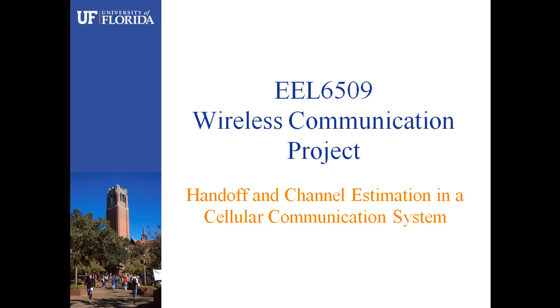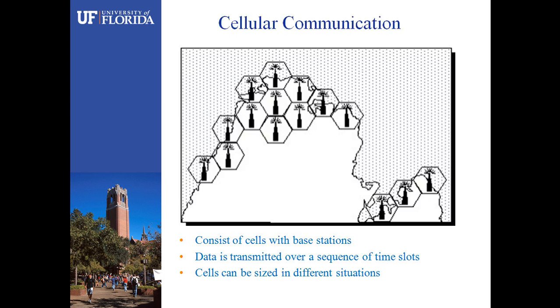My wireless communication project title is Handoff and Channel Estimation in a Cellular Communication System. Here is a simple model of a cellular communication system, which consists of cells with base stations. Look at these hexagon-shaped shapes here. They are all cells. Data is transmitted over a sequence of time slots from one cell to the other. And cells can be sized differently in different situations.